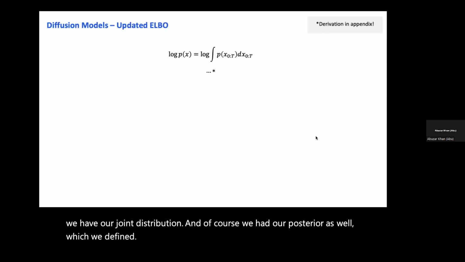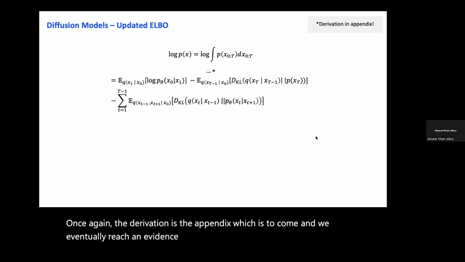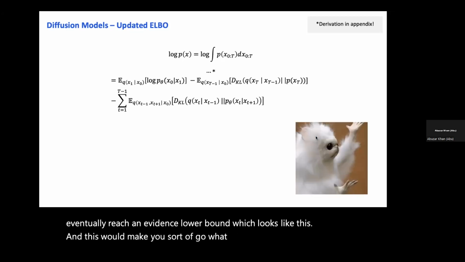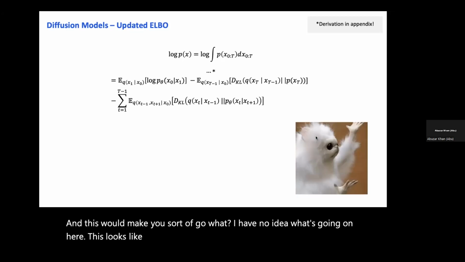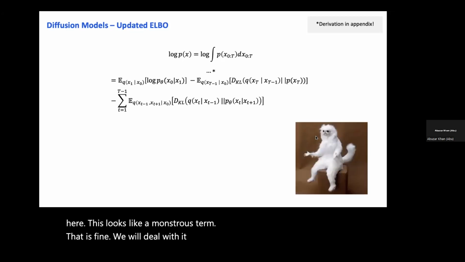Once again, the derivation is in the appendix, which is to come. And we eventually reach an evidence lower bound, which looks like this. And this would make you sort of go, what? I have no idea what's going on here. This looks like a monstrous term. That is fine. We will deal with it. All these terms will decompose. But before that, we have a problem to address.